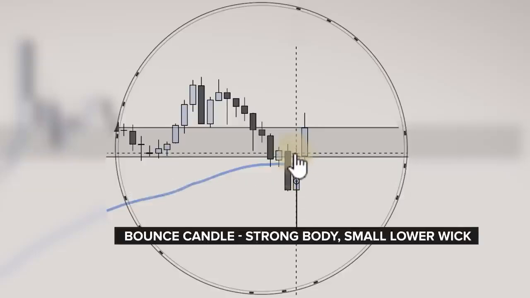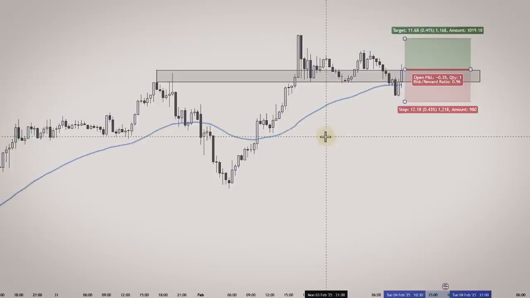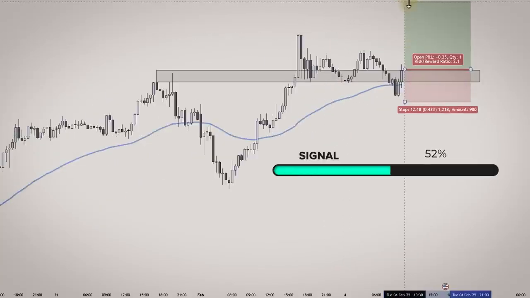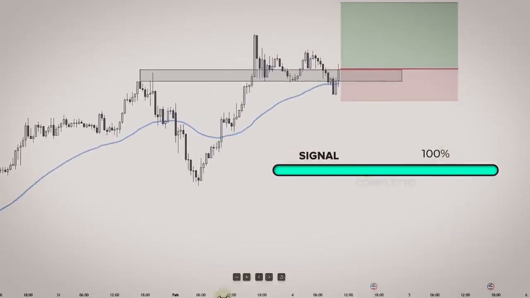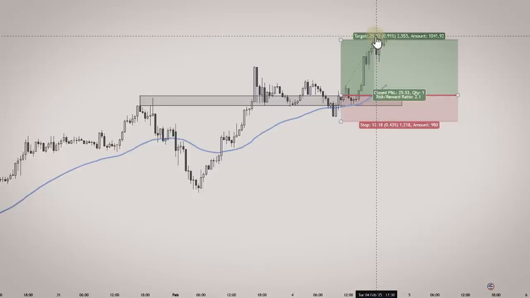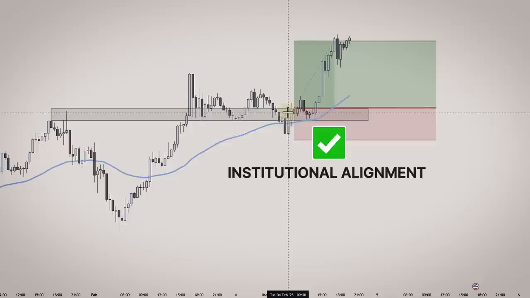Look at that bounce candle. Strong body, small lower wick. The market is showing respect for this zone. Entry comes on the next candle after we get confirmation. This is what happens when multiple support factors align. The probability of success goes way up. The institutions see the same confluence you see. They're placing orders in the same area.